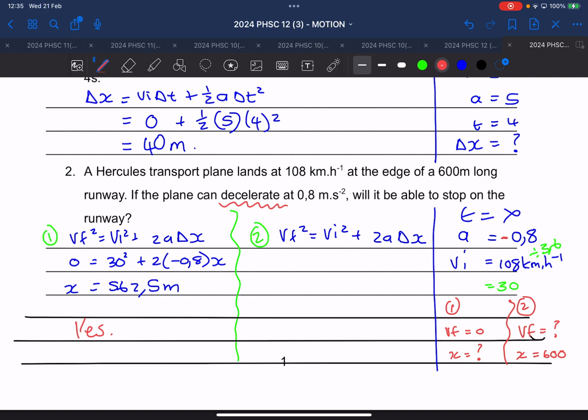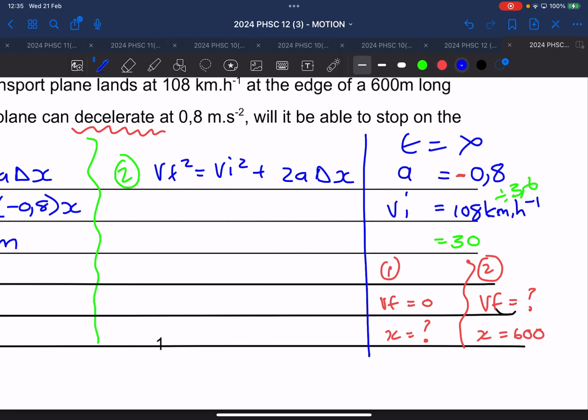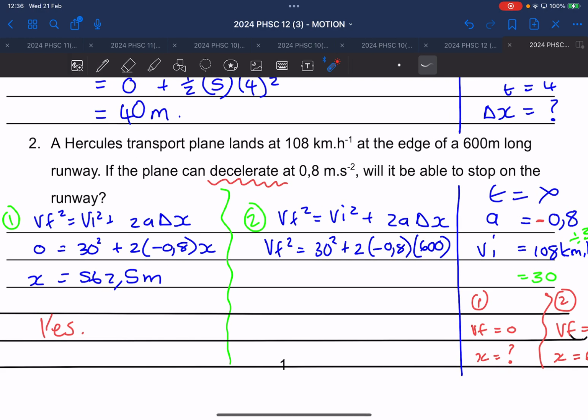Okay, let's look at a different way of looking at it. We want to know what the final velocity will be after it has traveled 600 meters. So that is still 30 squared plus 2 times negative 0.8, and now the distance is 600. This is 900. This is negative 1.6x. Take that to the other side, so 1.6x is equal to 900.